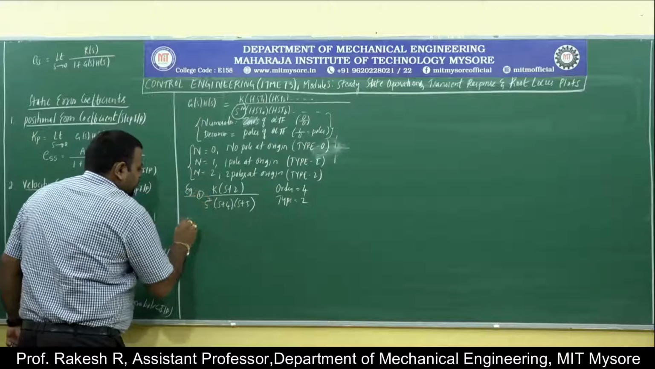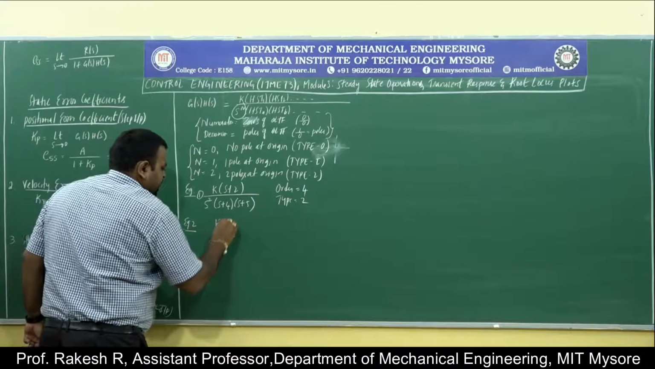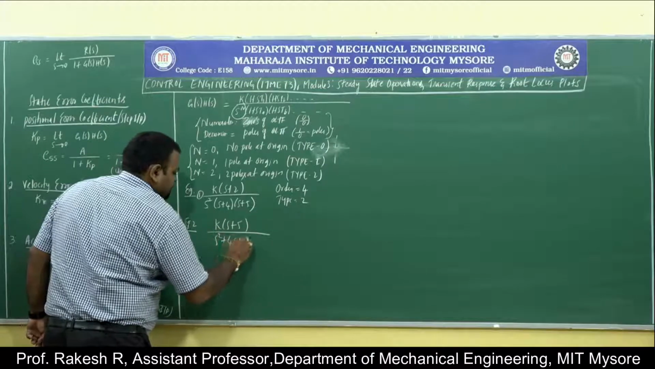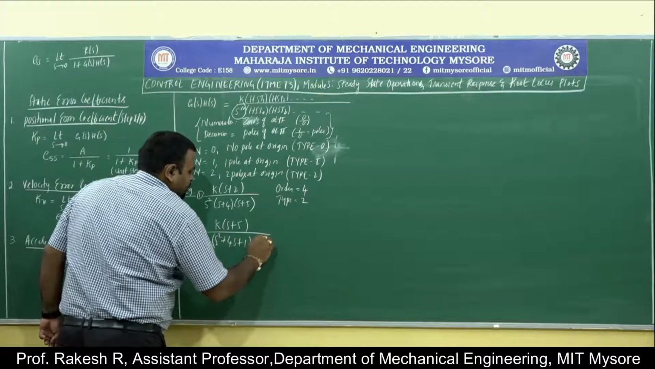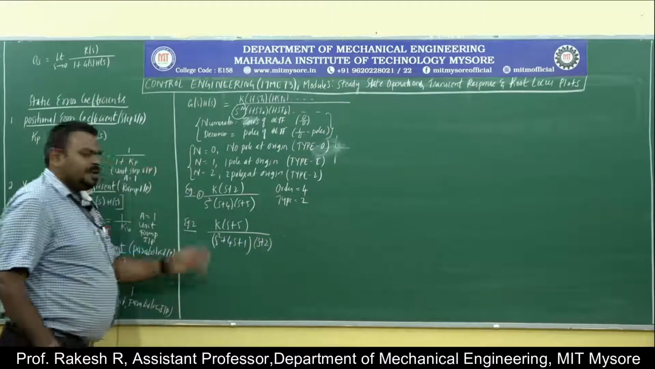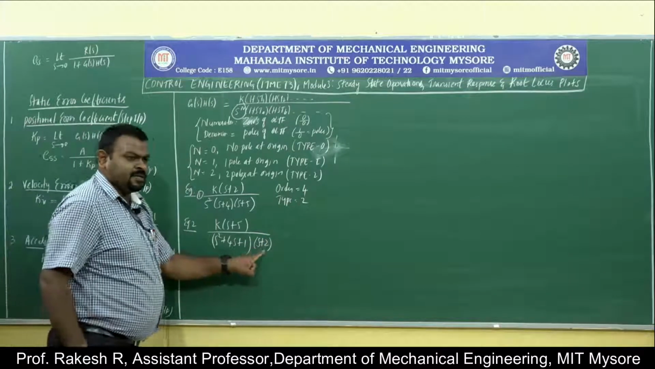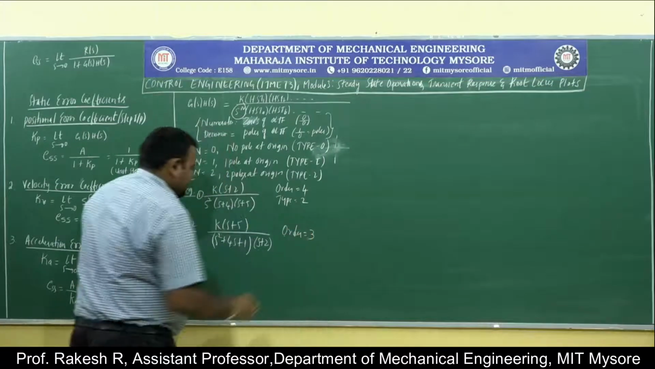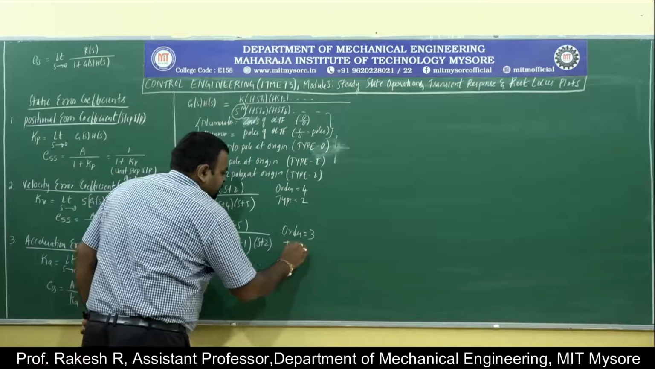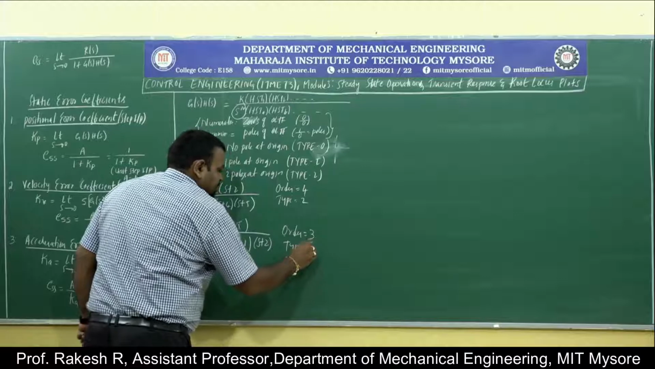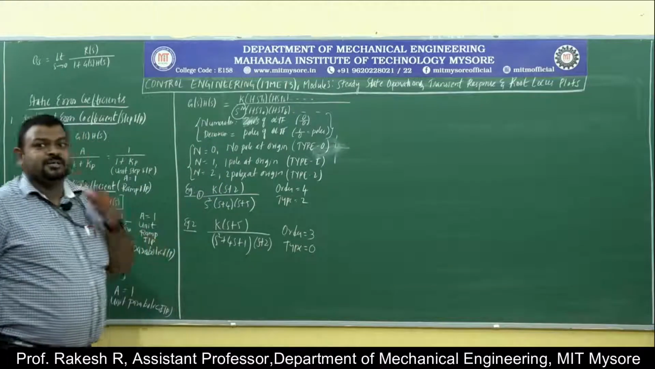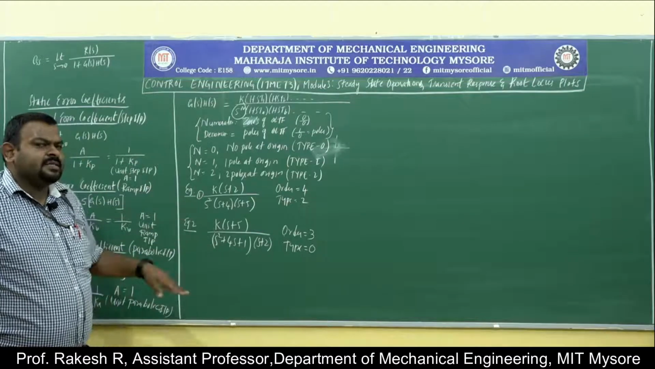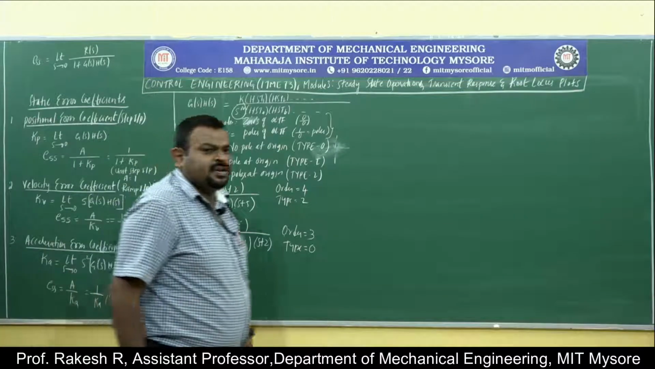Another example, example 2: K into (s plus 5) divided by (s square plus 4s plus 1) into (s plus 2). What is the order here? s square into s, it is order 3. But what is the type of the system? Type of the system is 0 because there is no s term here. s to the power of 0 is 1. Like this, there are several cases.